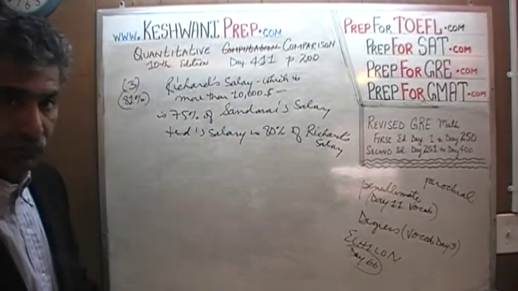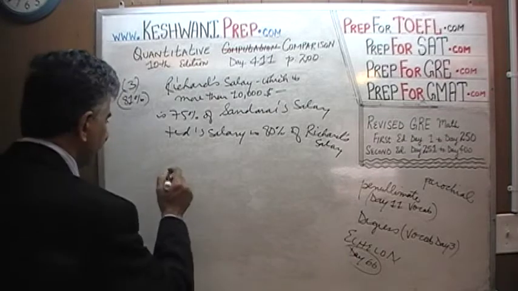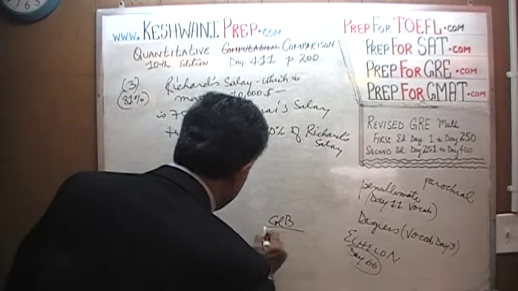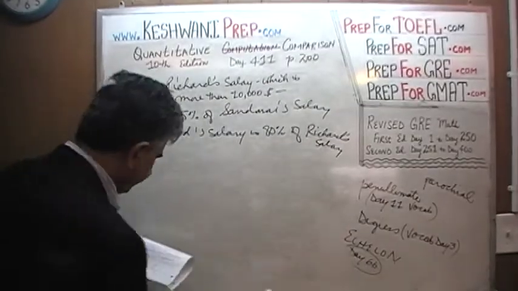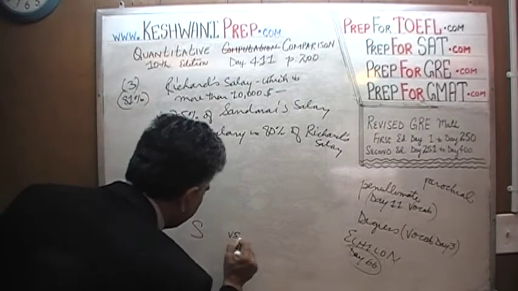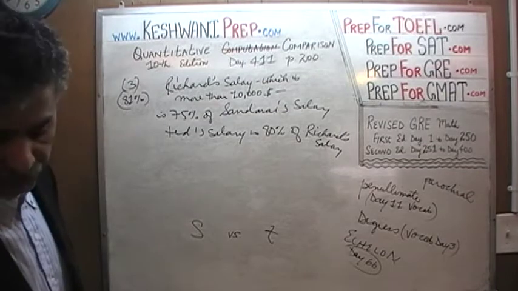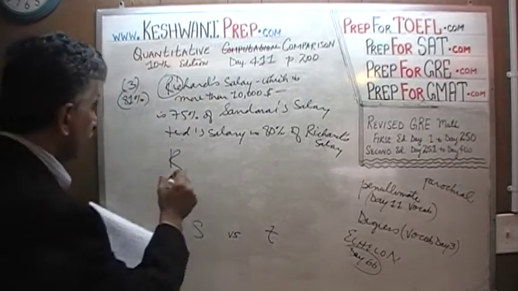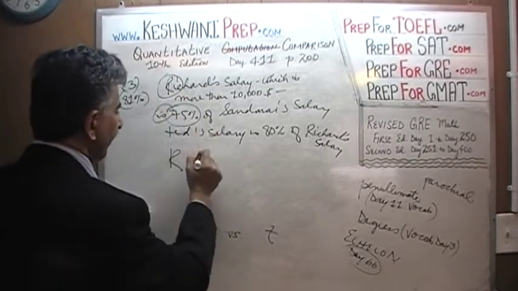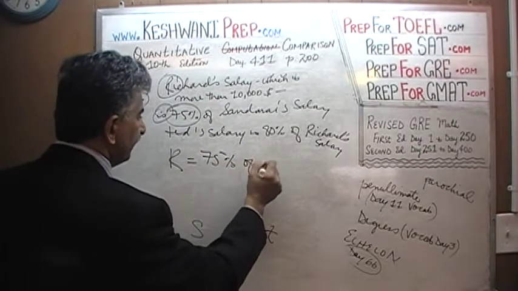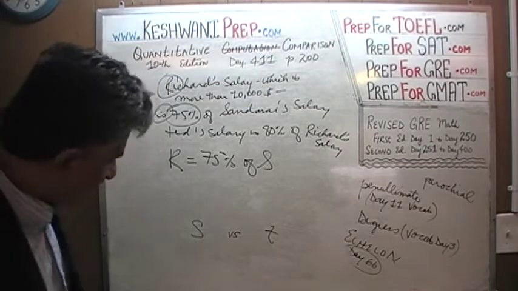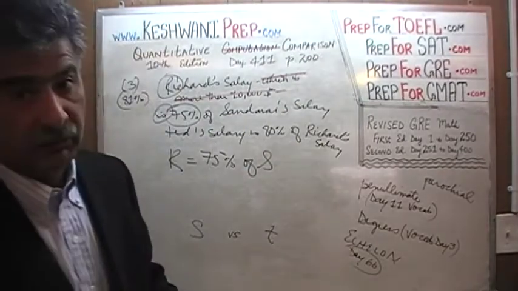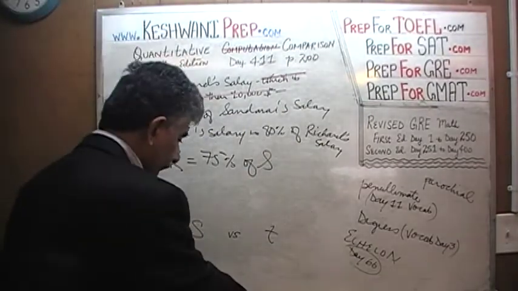Once I put down what they want you to compare, I want you to pause the video and do the problem yourself. They want us to compare column A, S, versus T. They want us to compare Sandra's salary versus Ted's salary. So let's see what we can do here. Richard's salary, R right here, we are told, is 75% of Sandra's salary. The fact that it is more than $10,000 does warm the cockles of one's heart, but really doesn't serve any purpose.